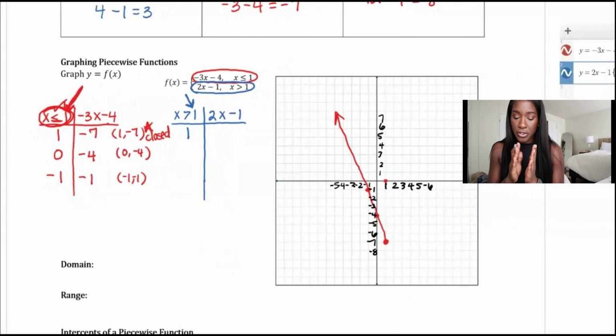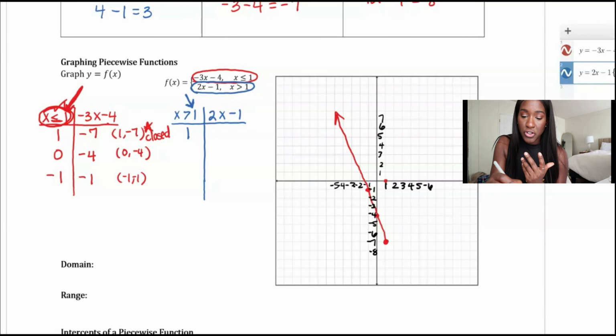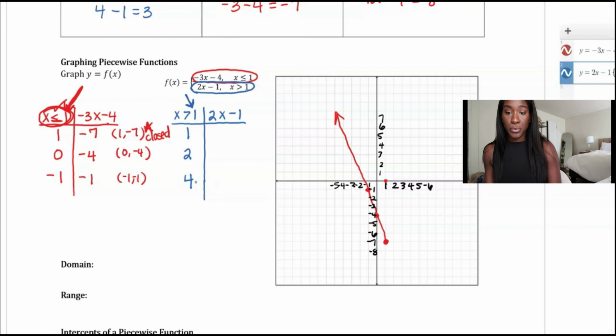So I have x is greater than 1. I'll choose some more values. I'll just choose 2 and I'll choose 4, just choosing some other values that are greater than 1. When I plug 1 into this function, we get out 1. When we plug in 2, we get out 3. And when we plug in 4, we get out 7.